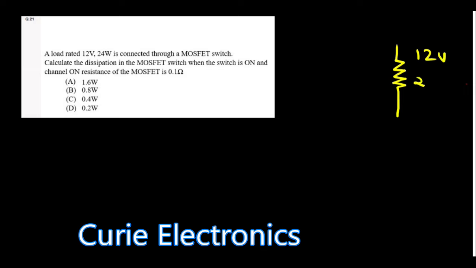A load rated 12 volt. So we have a load that is 12 volt, 24 watt. And the current for the load is going through a 0.1 ohm resistor. The source voltage we don't know. They have adjusted the source voltage in such a way that the load will get 24 watt.